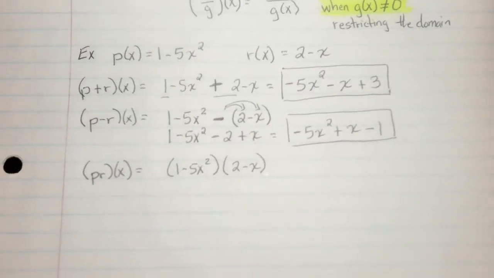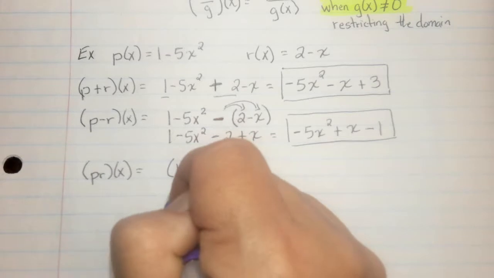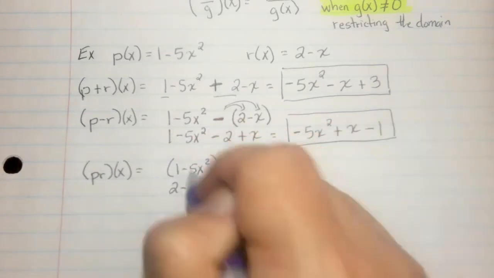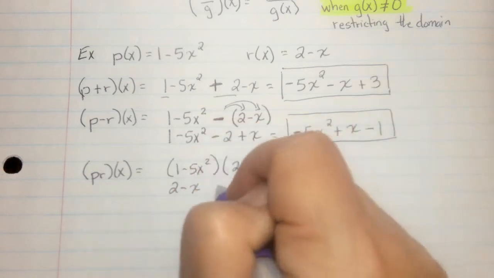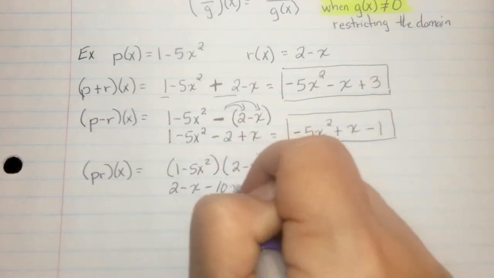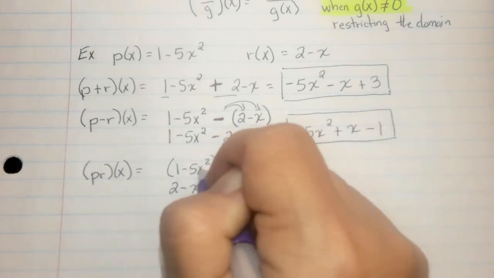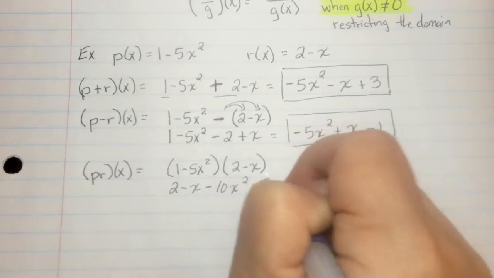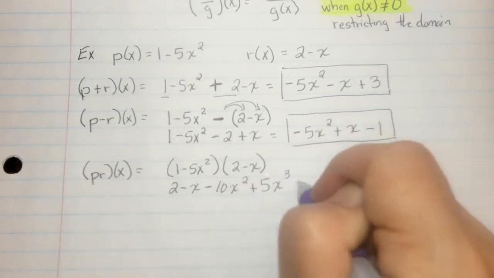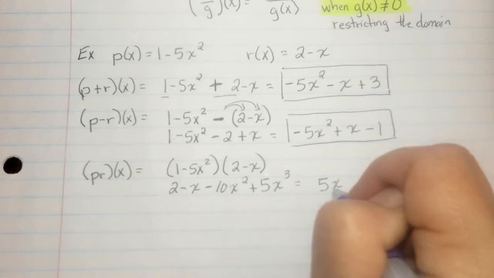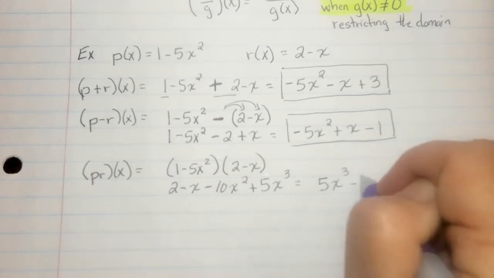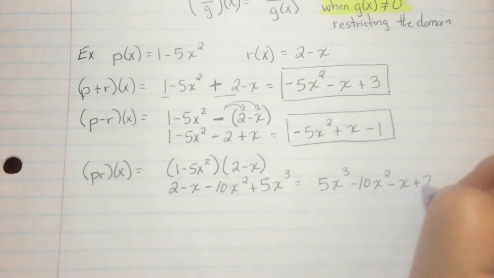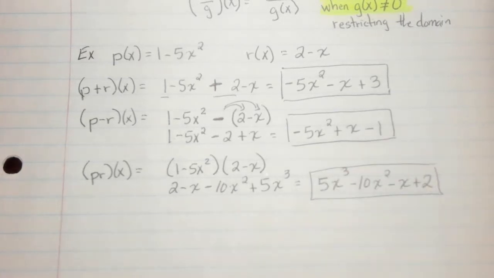So to do this, we're going to distribute. 1 times 2 is 2. 1 times negative x is negative x. Negative 5x squared multiplied by 2 is negative 10x squared. Negative 5x squared multiplied by negative x is going to be positive 5x cubed. And so then I'm going to write that in descending order. Don't have any like terms to combine. So there's my product.